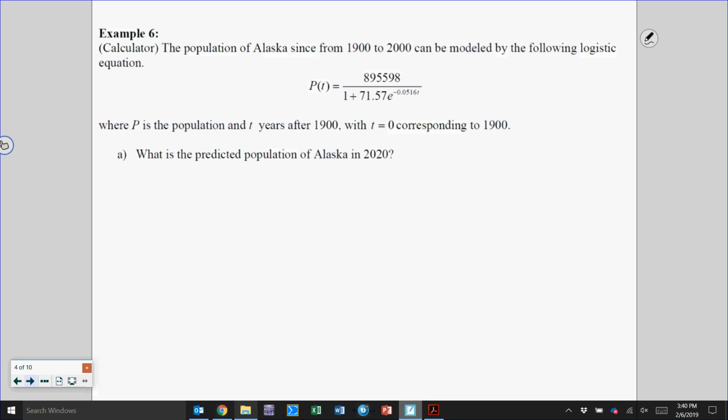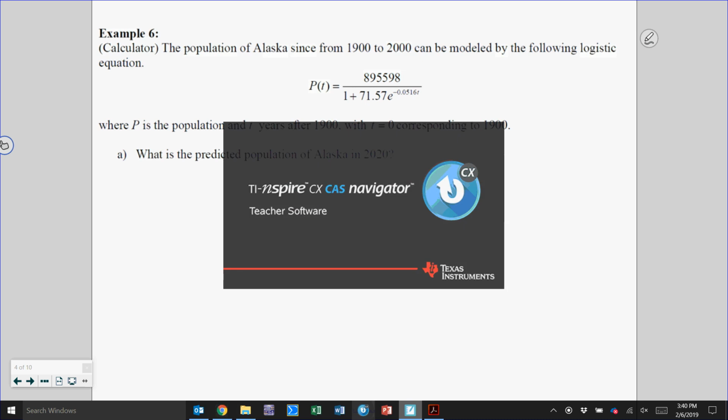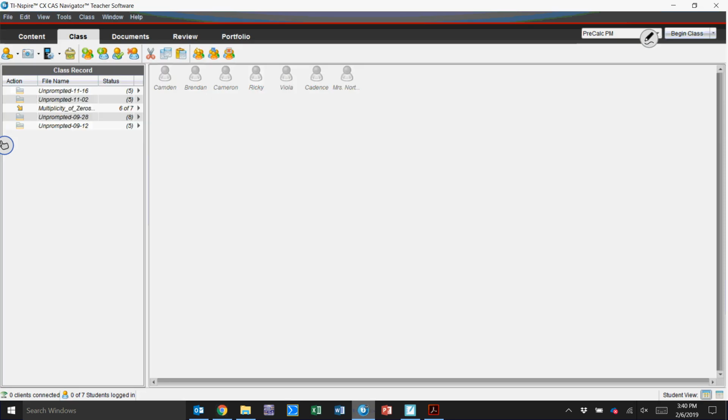It is a calculator problem, so you're going to want to use your calculator to answer this. If you don't have your calculator out, you might want to get it out. I'm going to go ahead and get this calculator open while we read through the problem, because I'm going to show you and remind you some things about how to store something. So this is a population of Alaska from 1900 to 2000.